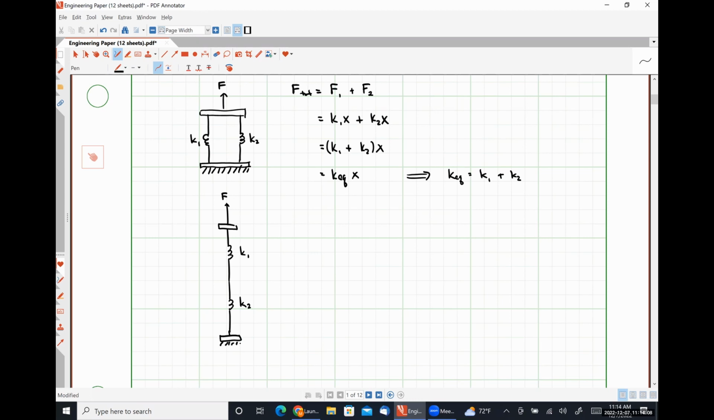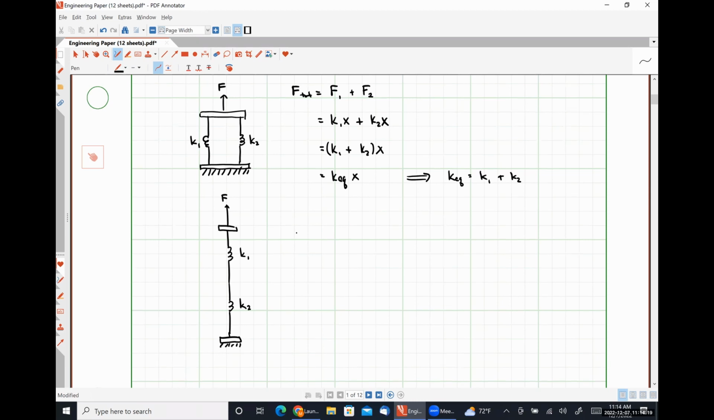And then we anchor this bottom node. What we're going to find is that instead of the forces adding together, the displacements add together. So the total displacement experienced by the combination is going to be the displacement experienced by spring 1 plus the displacement experienced by spring 2.